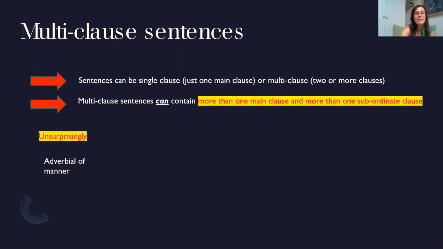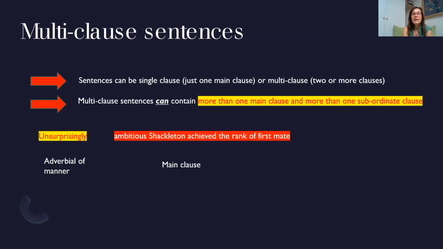So unsurprisingly, now we have a main clause. Ambitious Shackleton achieved the rank of first mate. We know that's a main clause because it could be taken out of the sentence, have a capital letter and a full stop, and it would make sense as an independent clause on its own. Ambitious Shackleton achieved the rank of first mate.